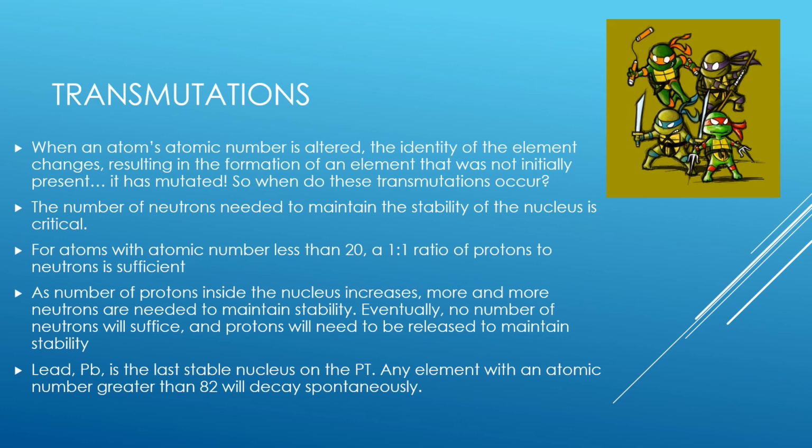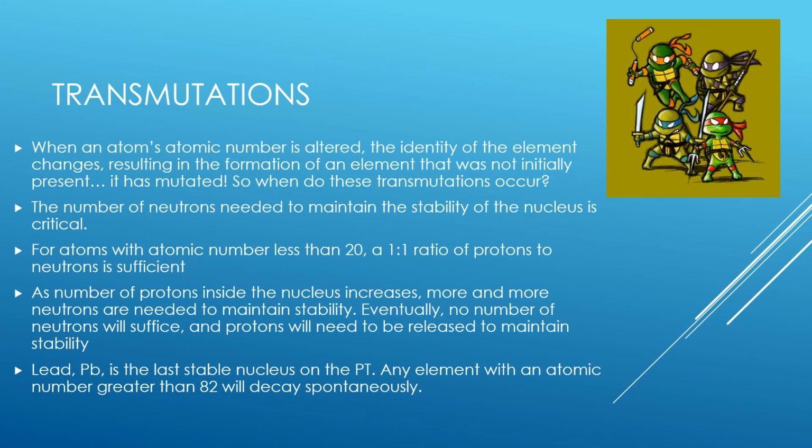So let's look at transmutations and try to determine when they occur. The number of neutrons needed to maintain the stability of the nucleus is critical. So remember, the nucleus houses protons and neutrons, and if we have too many positive charges together, that nucleus is going to start to decay. It's just too many positive charges. For atoms with an atomic number less than 20, a 1-to-1 ratio of protons to neutrons is sufficient. So for every 1 proton, as long as there's 1 neutron, that is enough neutral charges in there to keep my protons from repelling one another.